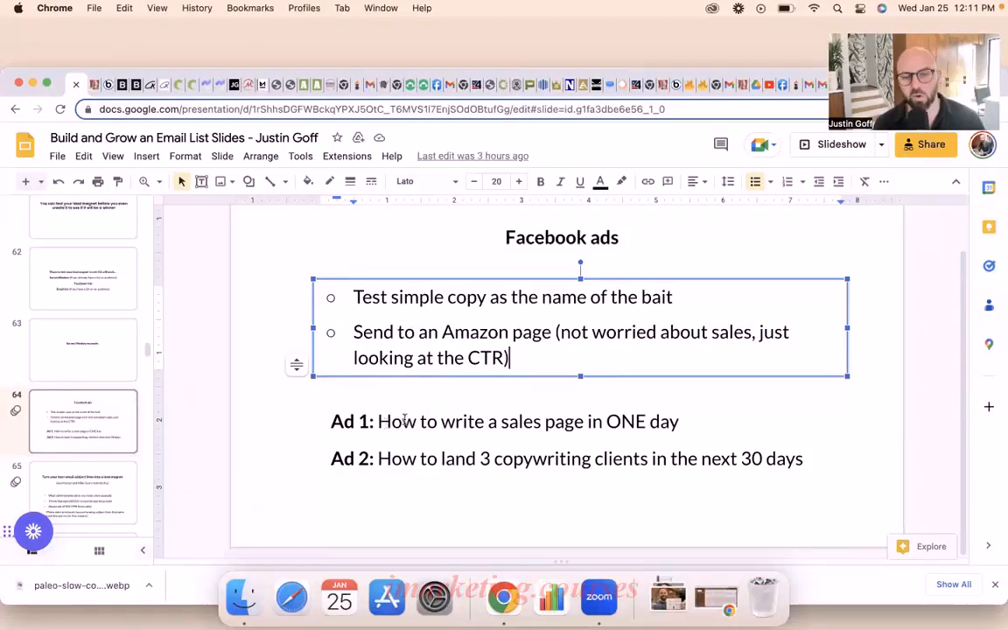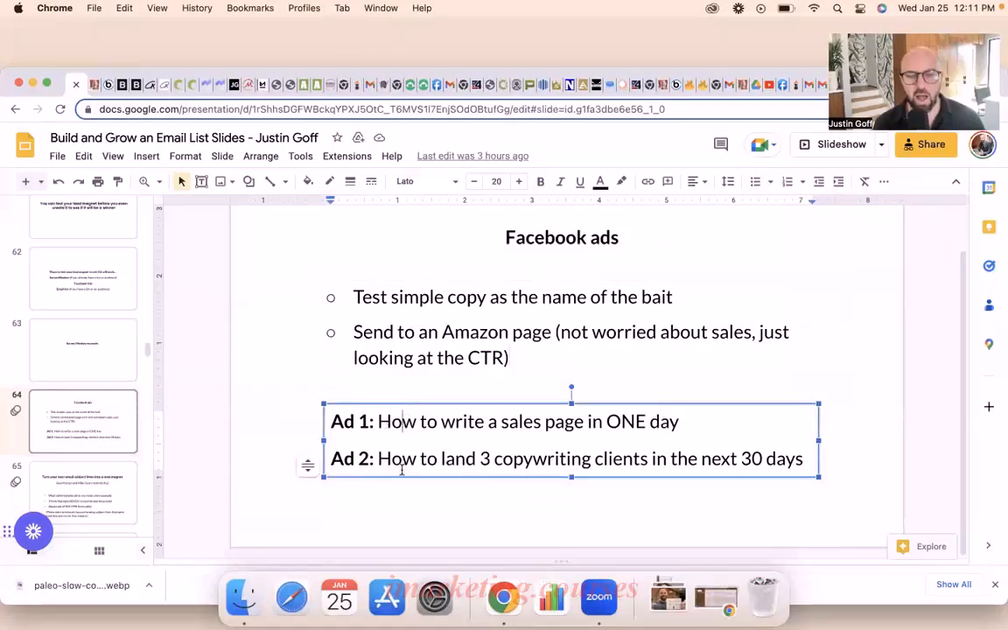Let's say ad 1 is how to write a sales page in 1 day. Ad 2 is how to land 3 copywriting clients in the next 30 days. And then you just run that for a little bit and you'd figure out pretty quickly which one people want more, just based on which one's getting clicks.